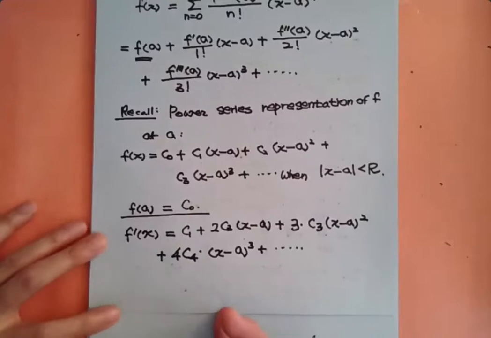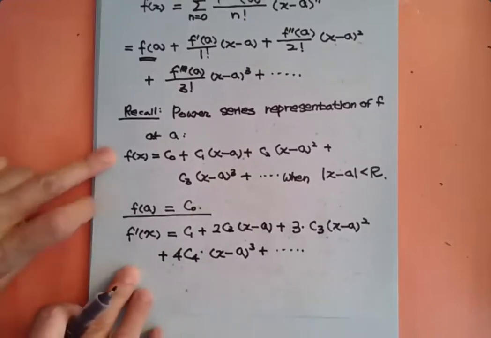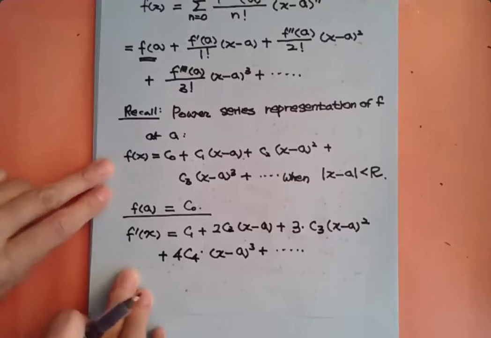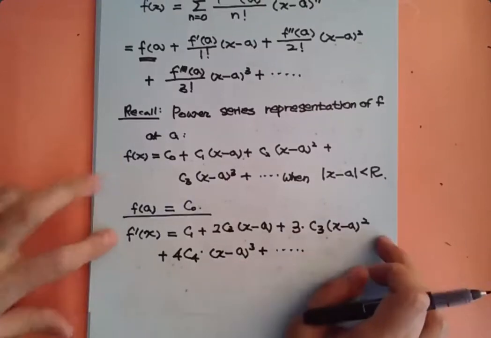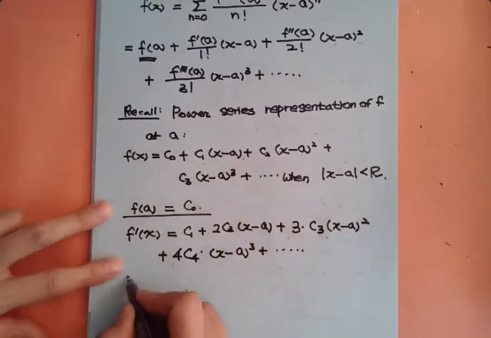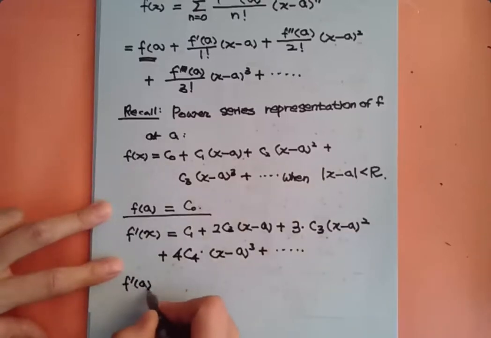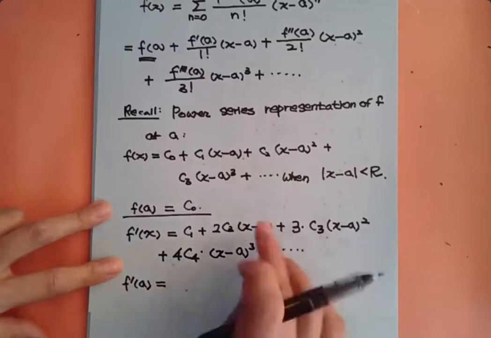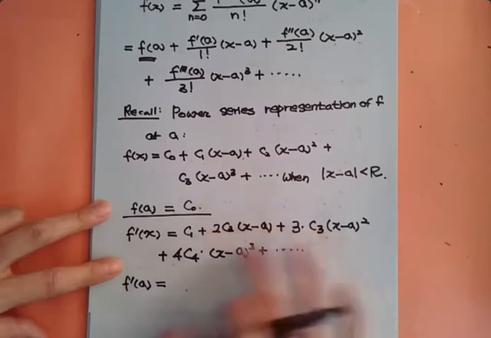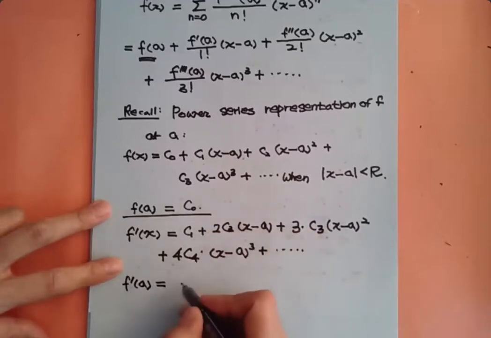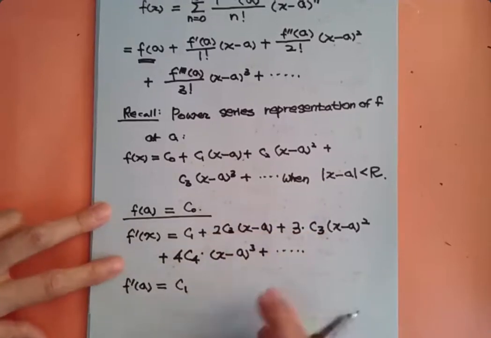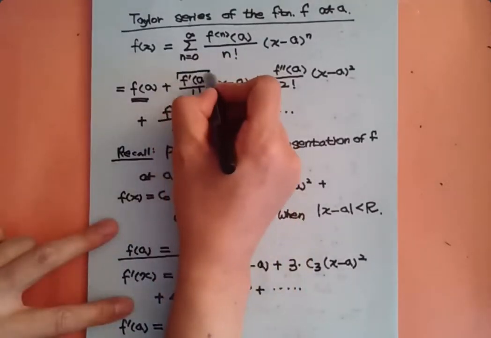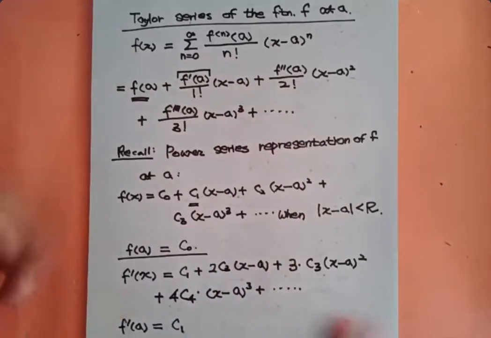So when we differentiate the power series expansion of the given function, we get this one. And then we think about f prime of a. And then again, we can easily see that all those terms will vanish except the first one. So this c1 corresponds to this one, right? The same.